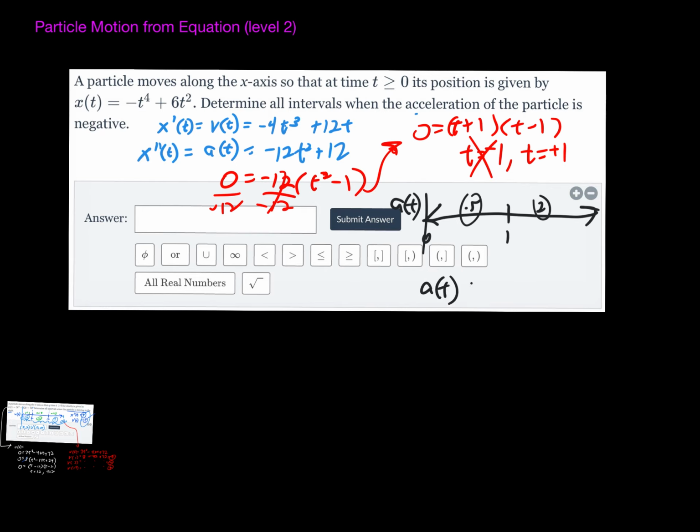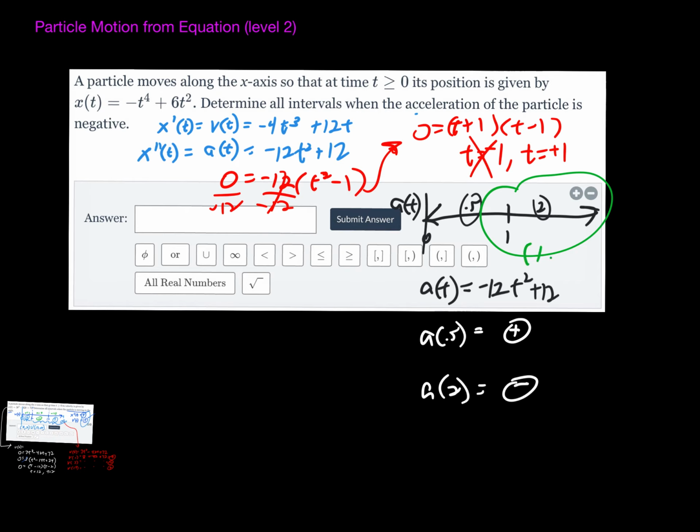The acceleration function, let's just copy it down where we're working, was negative 12t squared plus 12. Let's evaluate 0.5, and we need to evaluate 2. When you plug in 0.5, this overall value is going to be a positive value. Go ahead and plug it into your calculator. And when you plug in a 2 there, that's going to make the negative term bigger, so it's going to be a negative number. And what are we looking for again? We're looking for where the acceleration is negative. So if it's negative in this interval right here, it looks like that interval is 1 to infinity. And that is your correct answer.